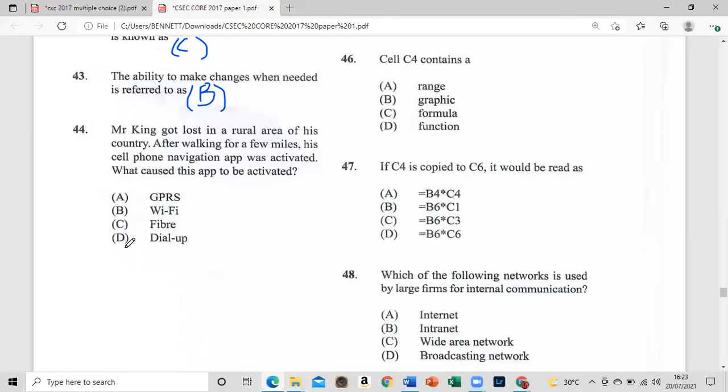And that is definitely dial-up. And we understand that dial-up is the slowest form of that, all right?